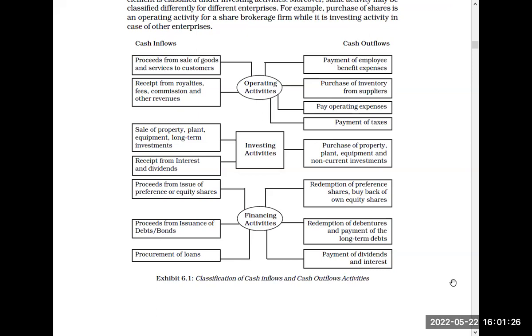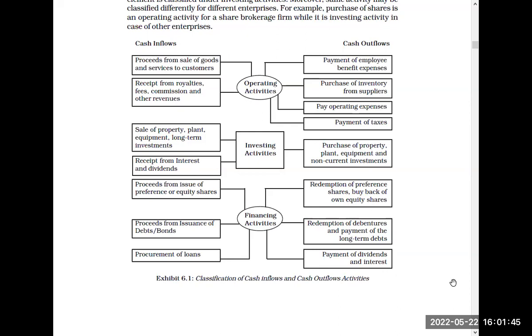Procurement of loan, we have already taken. Raising of loan, they have written another word, procurement. Come to outflow, payment of employee benefit expenses. We have taken salary, wages, etc. Everything can be together called employee benefit. Purchase of inventory, we have taken.